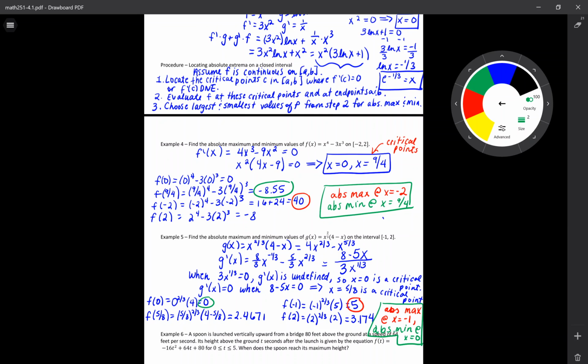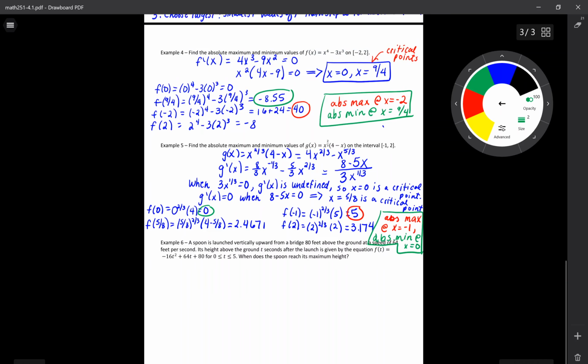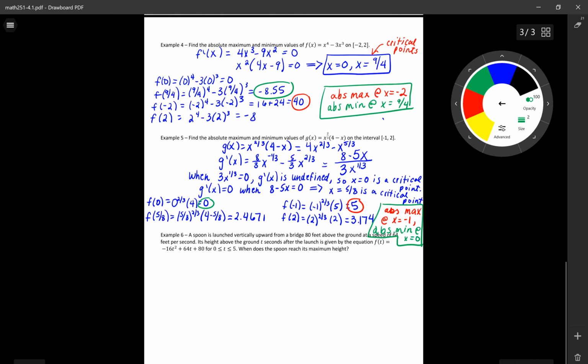All right, we have one more example. A spoon is launched vertically upward from a bridge 80 feet above the ground. Why? I don't know. At a speed of 64 feet per second. Its height above the ground t seconds after the launch is given by the equation f of t is equal to negative 16t squared plus 64t plus 80 for t between 0 and 5. When does the spoon reach its maximum height?